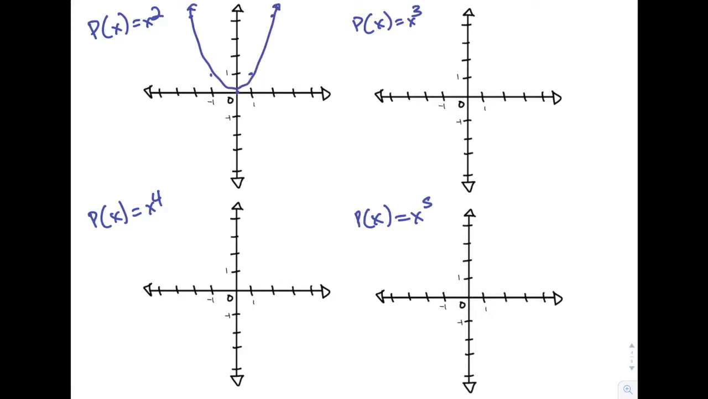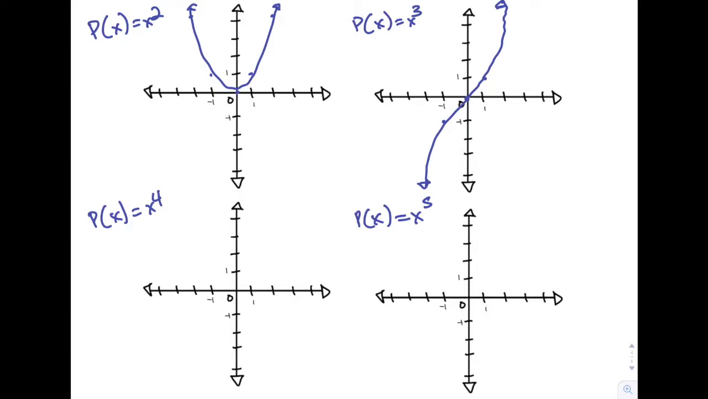X cubed, another one that we've seen before, goes through (0, 0), (1, 1), and (-1, -1). Then once we hit 2, we go way up to 8, and at -2, we go way down to -8. So this I've described before as looking kind of like a swimmer. Like if you look at their arms, it looks like that.